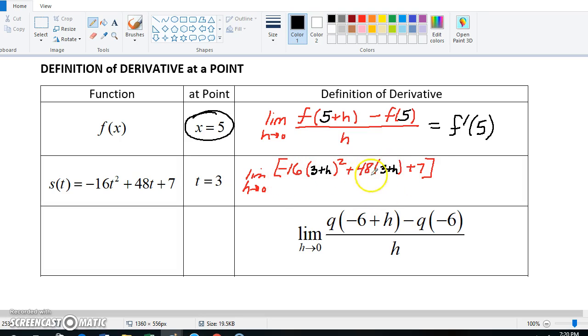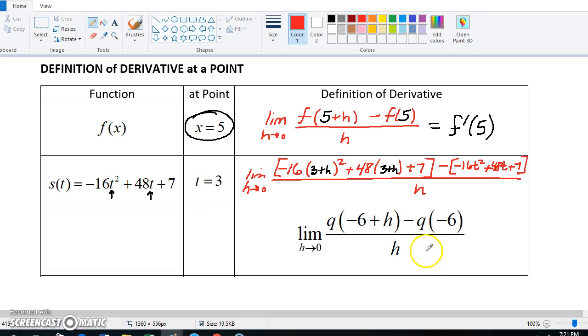So do you see how I wrote a template for my function, leaving space to insert for t the expression 3 plus h? Then I'm going to subtract my function, which is s of t, and I'm going to put that difference all over h. So that one's a little bit of a mess there, but that is the definition of derivative for this function s of t at t equals 3.